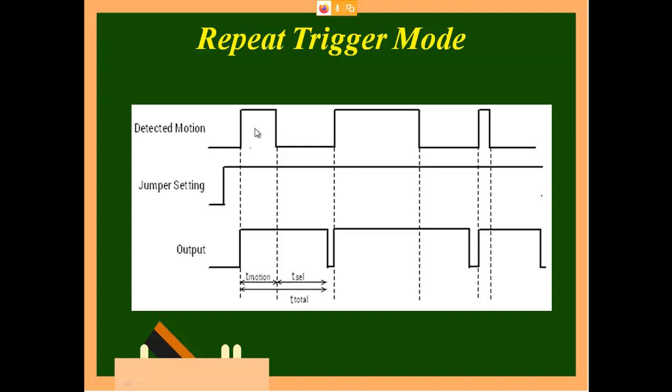Again see here, irrespective of motion time, you have an output for the entire region. So for the entire region you will have output, that is called a repeat trigger. This is used when you connect the PIR output directly to a lamp; then you want this method, you should have a repeat trigger.